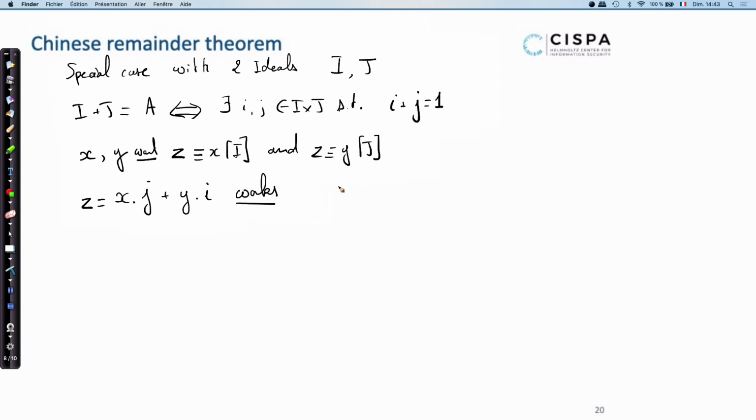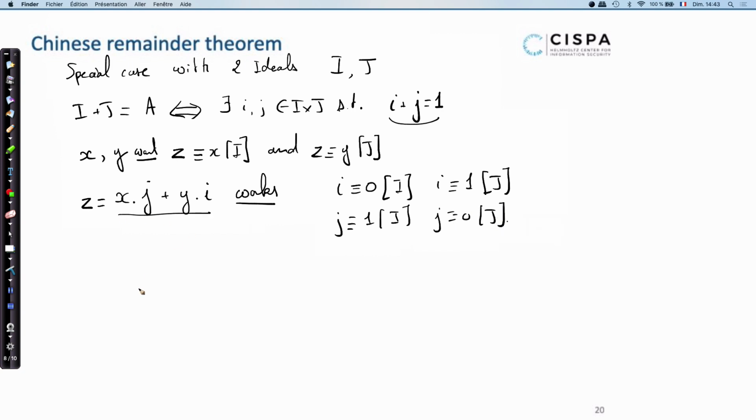So why does it work? Because you can check that i belongs to the set I, so to the ideal I, so it's congruent to 0 modulo the ideal. And because of the relation here, i is congruent to 1 modulo the ideal J. And for j, it's just the reverse. It's congruent to 1 modulo I and to 0 modulo J. So if you take this, it's clearly going to be congruent to x modulo I and to y modulo J.